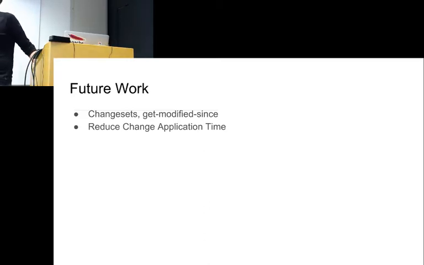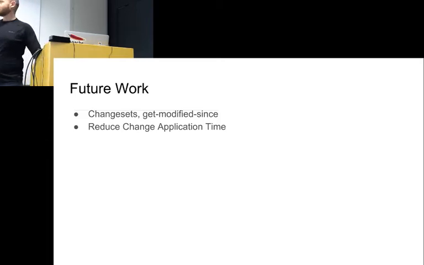Reducing the application time, again, we can reduce pull times if we're doing things like if-modified-since or a custom get-modified endpoint. It'll be much easier to do all that with timestamps. We know what's modified since a given time that particular monitor last requested.